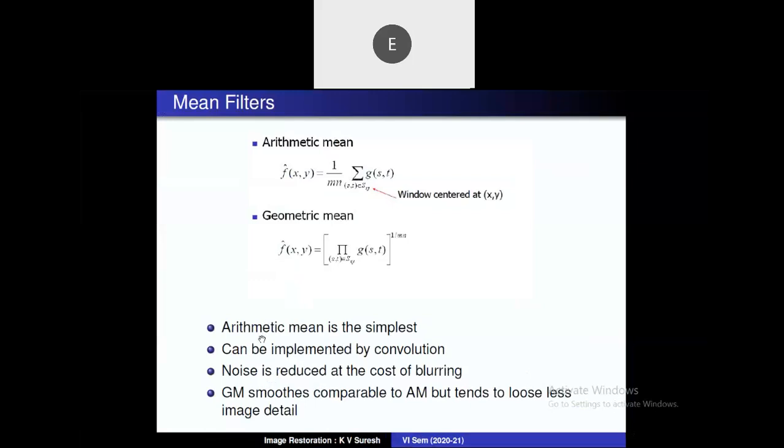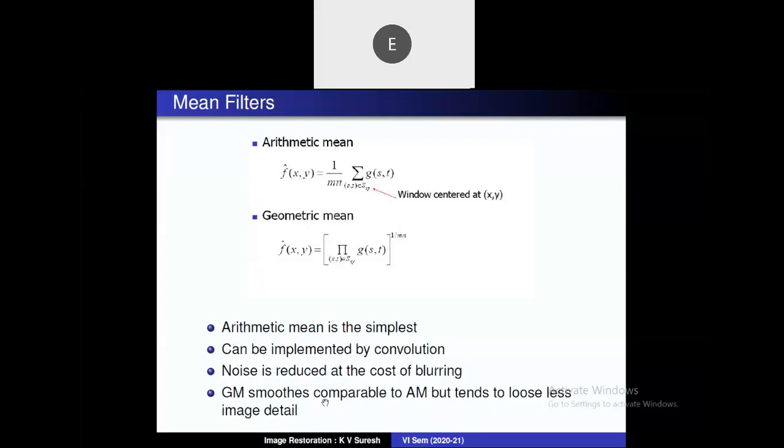Yeah. So definitely the arithmetic mean is just doing a simple addition and dividing it by 9. So it is the simplest one to implement. It's very easy. In fact, we have done this. The geometric mean is not directly possible; you need to develop a code, but I think by just using simple convolution you can do it. In both the cases, noise is reduced at the cost of blurring. All of you know that no doubt the noise is removed, but this is at the cost of blurring.